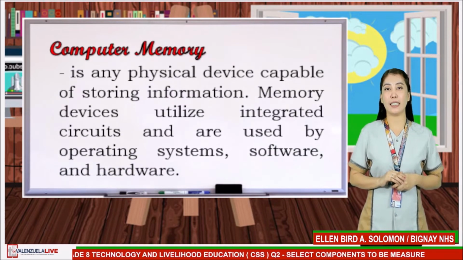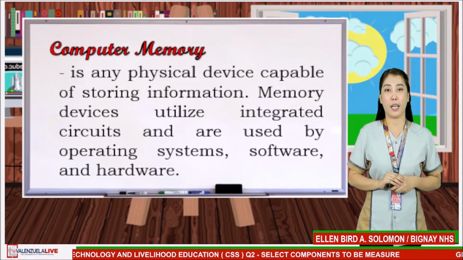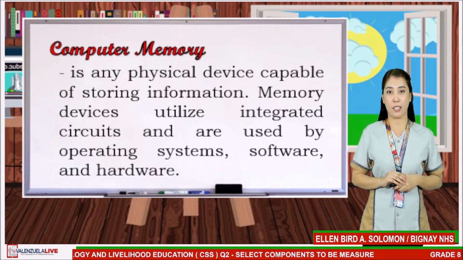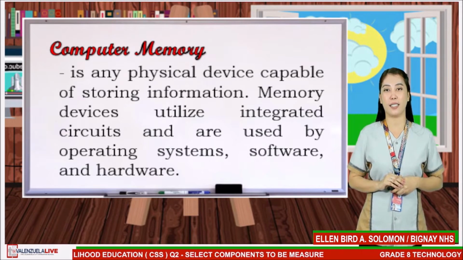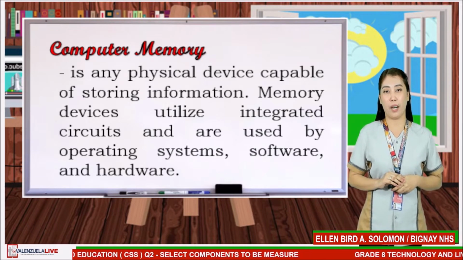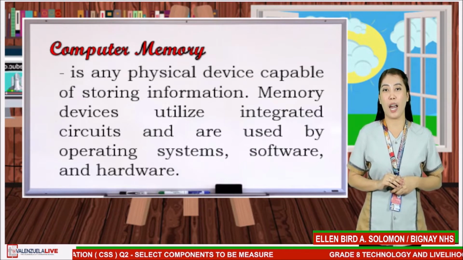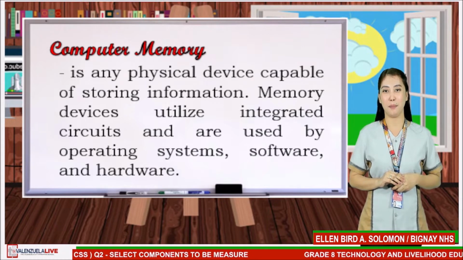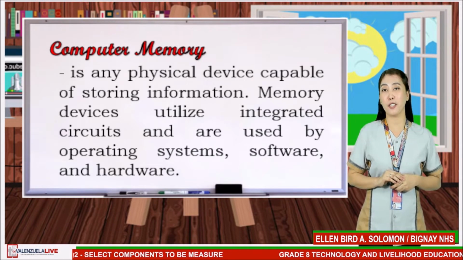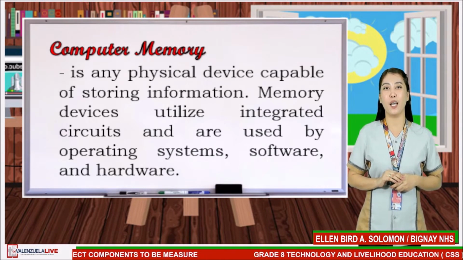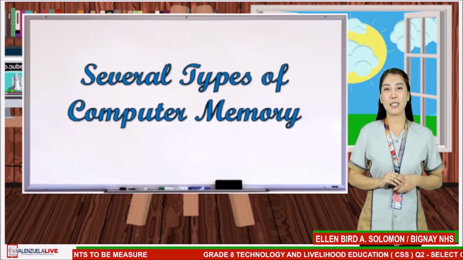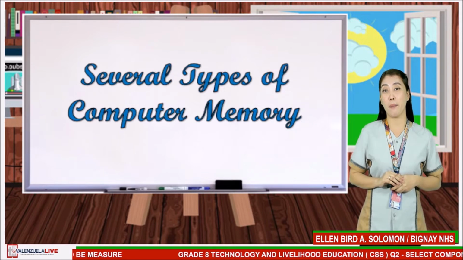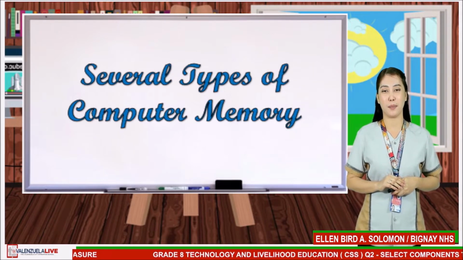Computer memory is any physical device capable of storing information. Memory devices utilize integrated circuits and are used by operating systems, software, and hardware. Most forms of memory are intended to store data temporarily. There are several types of memory for computers.